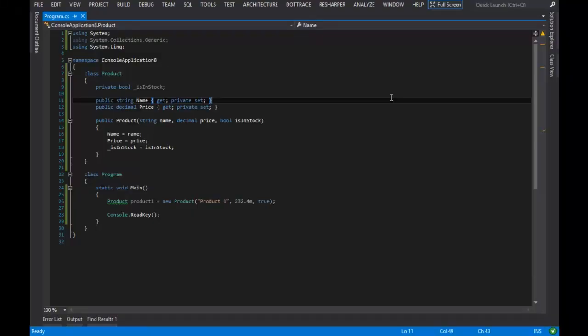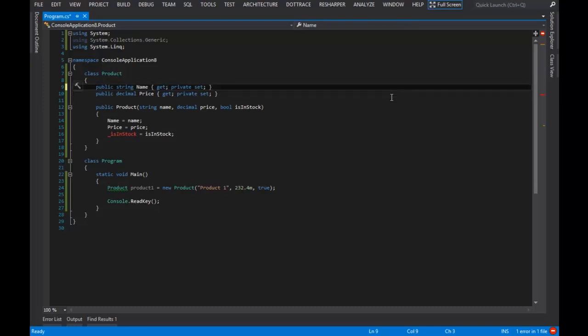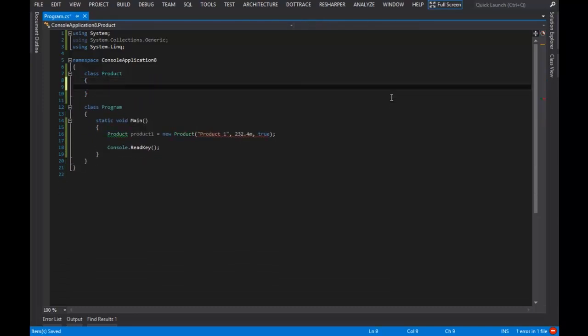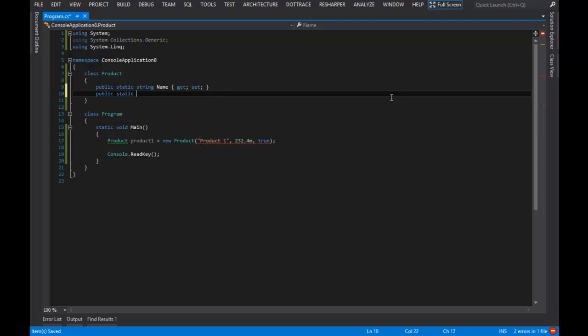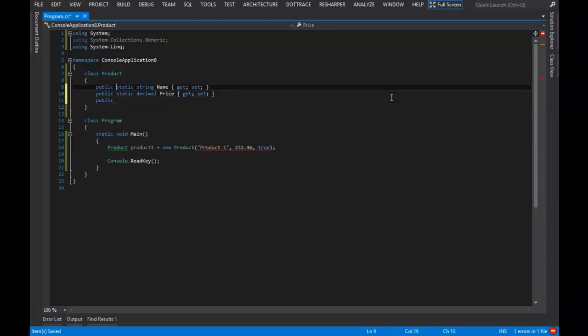Okay, so let's take a step back and talk about the last thing that I want to talk about today, and that is the concept of staticness. What am I going to do? I'm going to go ahead and make product as simple as possible. So I'm going to create a public static string name with a public getter and a public setter, public static decimal price with public getter and public setter, and whoops, why am I making them static? Derp. And I'm just going to leave it at that.